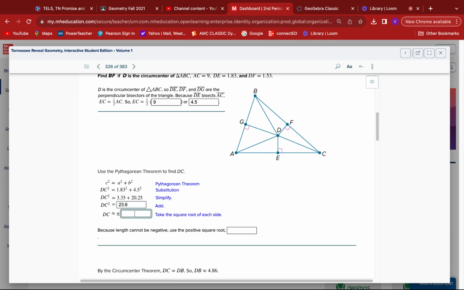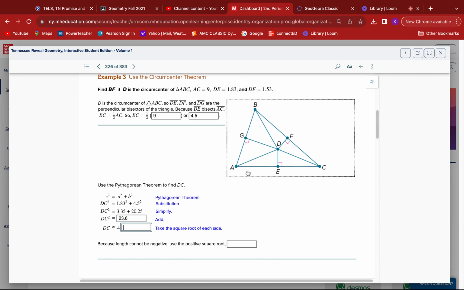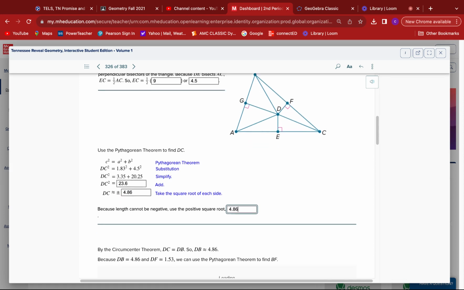And it looks like it's approximately, I'm not sure what they want us to round to. You know what? I'm going to round to the nearest hundredth because that's what they did in the problem. So I'm going to put 2 decimal places. So approximately 4.8, and the 7 is going to make the 5 go to a 6. All right, so we're going to go with 4.86. It can't be negative, so we have to go with the positive answer.